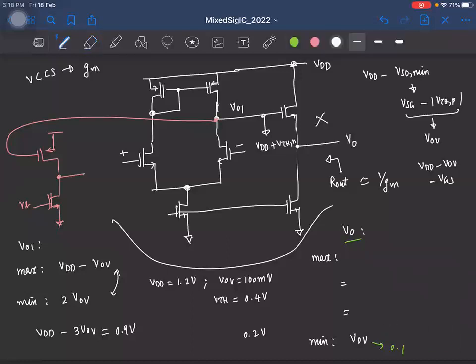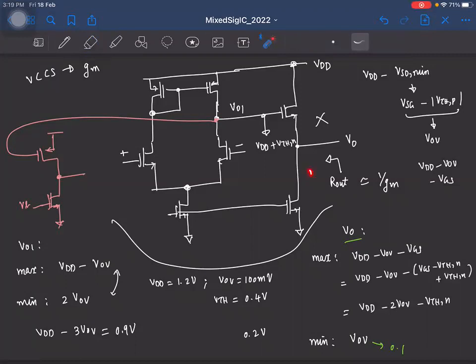So the maximum voltage is what? It is VDD minus V overdrive minus the gate to source voltage. And this I can rewrite as VDD minus V overdrive minus VGS minus VTHN plus VTHN. So this is essentially VDD minus 2 V overdrive minus VTHN. And the minimum voltage is still the drain to source minimum voltage of this transistor, which is 1 overdrive voltage.